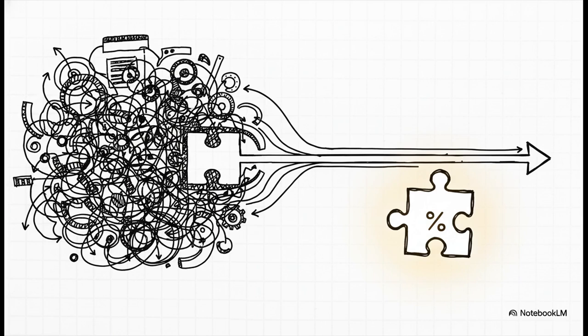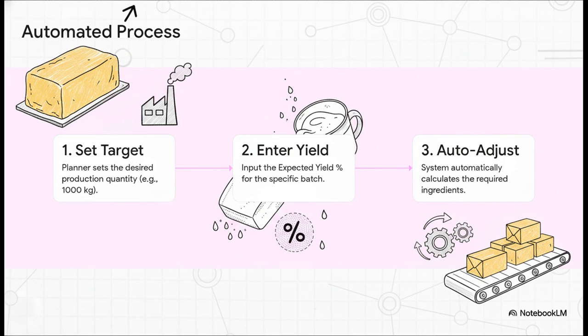Now, the solution here isn't some massive, complicated overhaul of the whole system. Nope, it's surprisingly elegant. It's just a single new field. So check out this new automated process. It's so much better. Step 1, the planner sets their production target. Let's say they want 1,000 kilograms of butter.